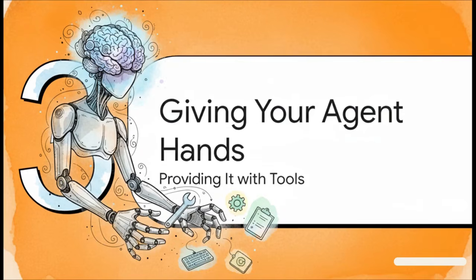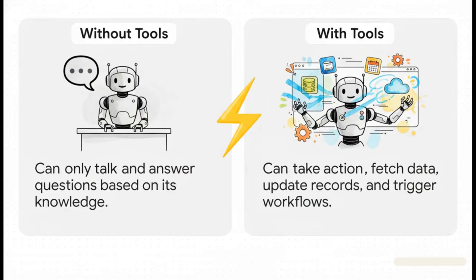So our agent has a job description and a brain that's full of knowledge. But right now, it can only think. To be truly useful, it needs hands. It needs the ability to actually do things. And this slide just nails the difference. An agent without tools is kind of like a consultant who can only give you advice. But an agent with tools, well, it becomes an active participant in your business.